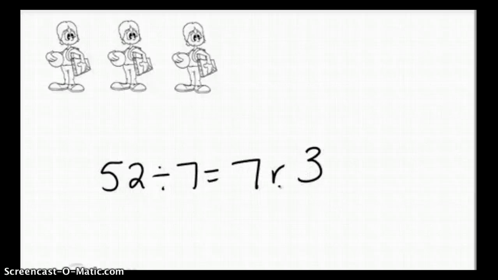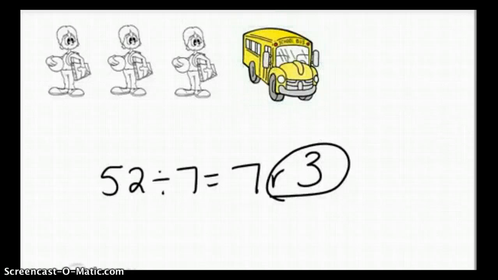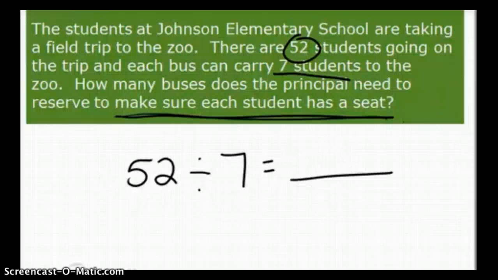I need to round up my remainder, so thinking about 52 divided by 7 equals 7 remainder 3. This remainder needs to be rounded up. I'm going to need to take an extra bus in order to be able to get our remaining 3 students on that bus. So in this case, the answer to our problem would be that we need 8 buses.